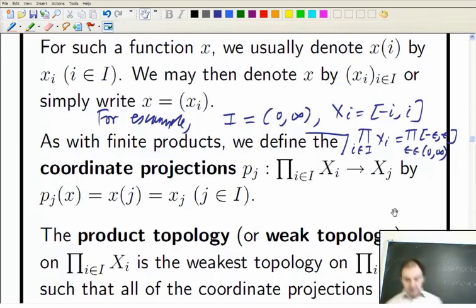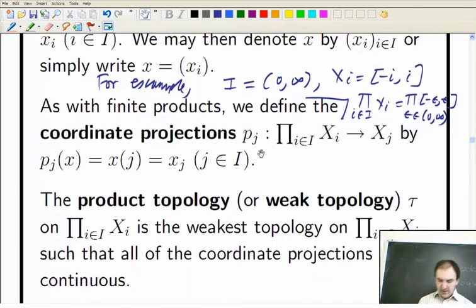So you've got coordinate projections again. And of course, the idea is that they should pick out a particular coordinate. Now, you get one coordinate projection for everything in the indexing set, just as before with finite products, same for infinite products. You take any particular j in your indexing set and you say pj of your point in the product is the jth coordinate. Well, pj of x, the jth coordinate, I've got two notations for that now. Regarding it as a function, it's x of j. Regarding it as something with coordinates, it's x sub j. That's with the same notation as above.